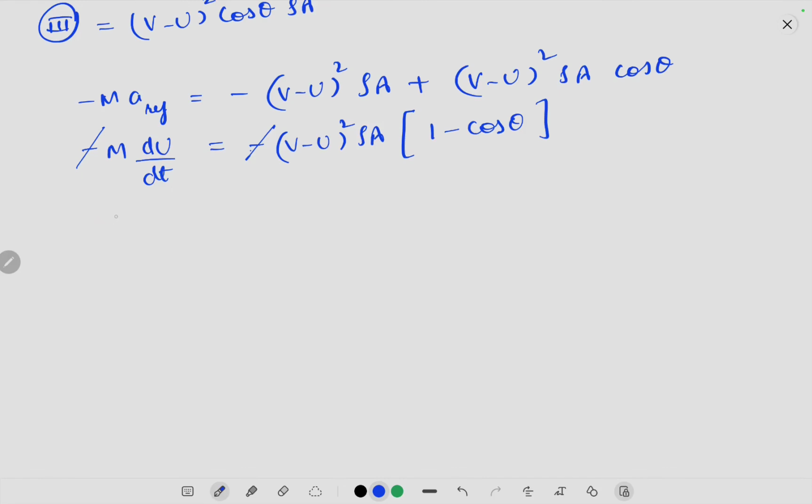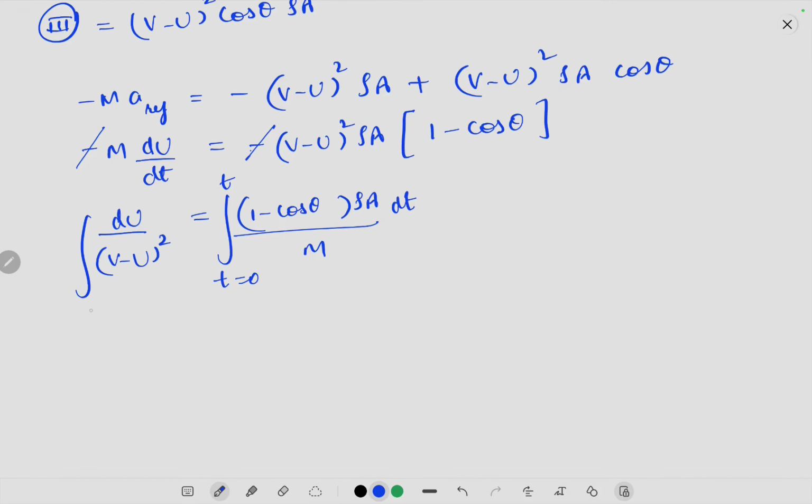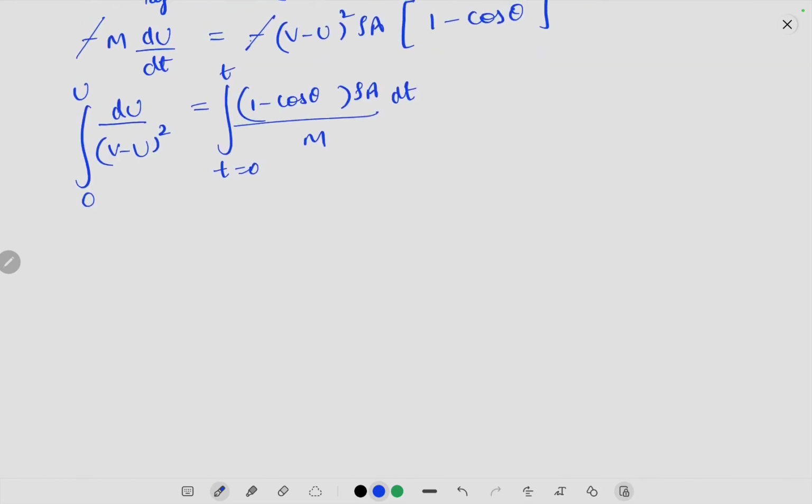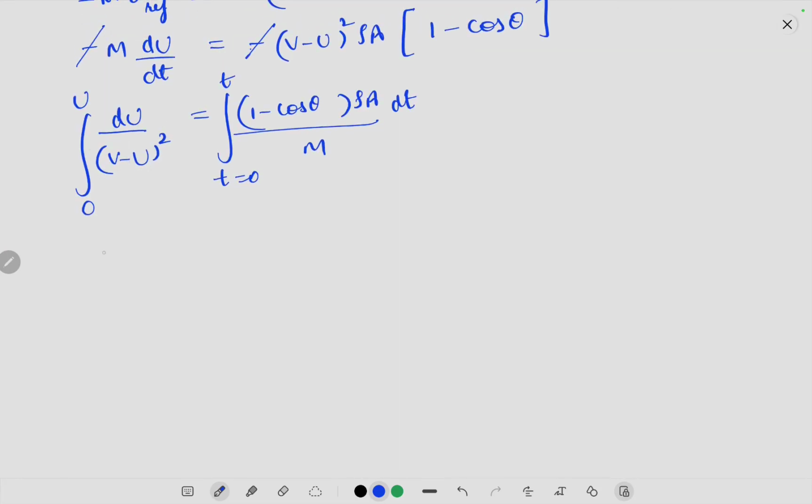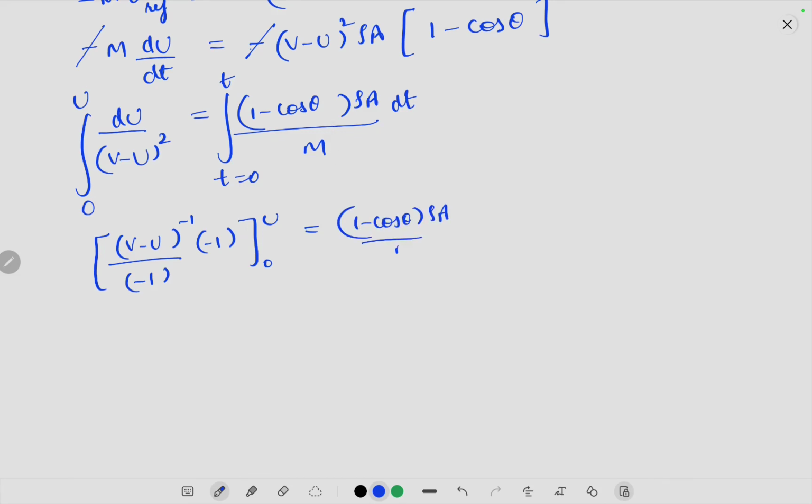Let's take this U term here. So this becomes du by (V minus U) whole square is equal to 1 minus cos theta rho A divided by m dt. Now we'll integrate it from t equal to 0 to t, and u from 0 to u. So we know that this can be written as (V minus U) to the power of minus 1 divided by minus 1 into minus 1, from 0 to u, and this is simply 1 minus cos theta rho A by m times t.